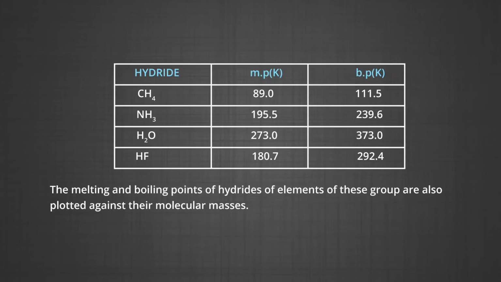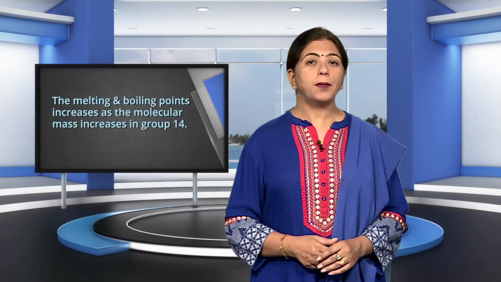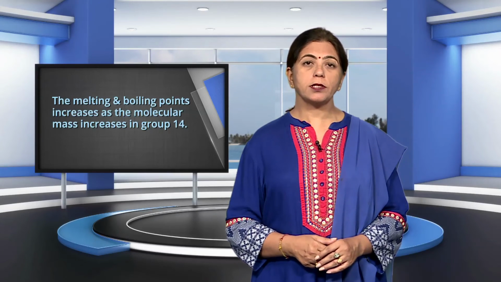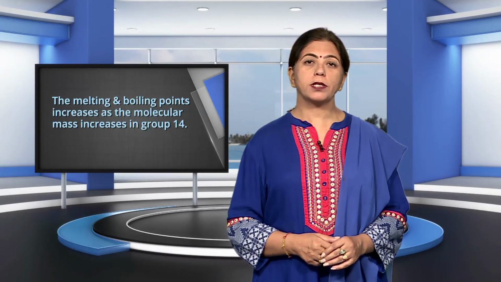The melting and boiling points of the hydrides of the elements of these groups are also plotted against their molecular masses. The melting and boiling points increase as the molecular mass increases in group 14. This is mainly due to the fact that as the size of the elements of group 14 increases, the number of electrons also increases.